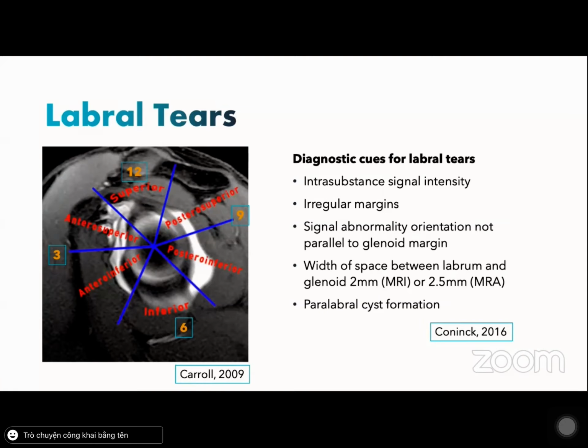Second of all, there are some diagnostic cues we should look out for when differentiating labral tears from labral variants. For example, when there is intrasubstance signal intensity within the labral material, when the labrum itself has irregular margins, when the signal anomaly within the labrum is orientated not parallel to the glenoid margin, when the cleft is more than 2 mm or more than 2.5 mm, or when there are associated paralabral cysts. These clues actually point us towards a labral tear rather than a variant.